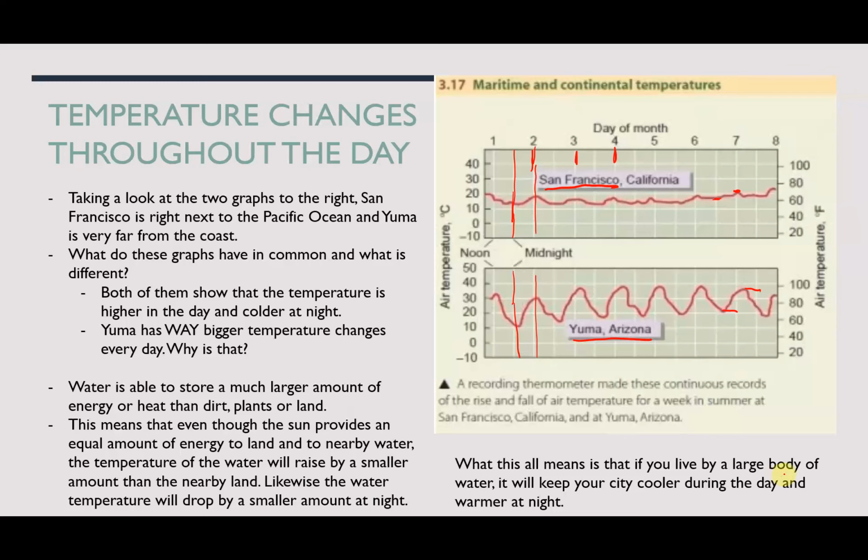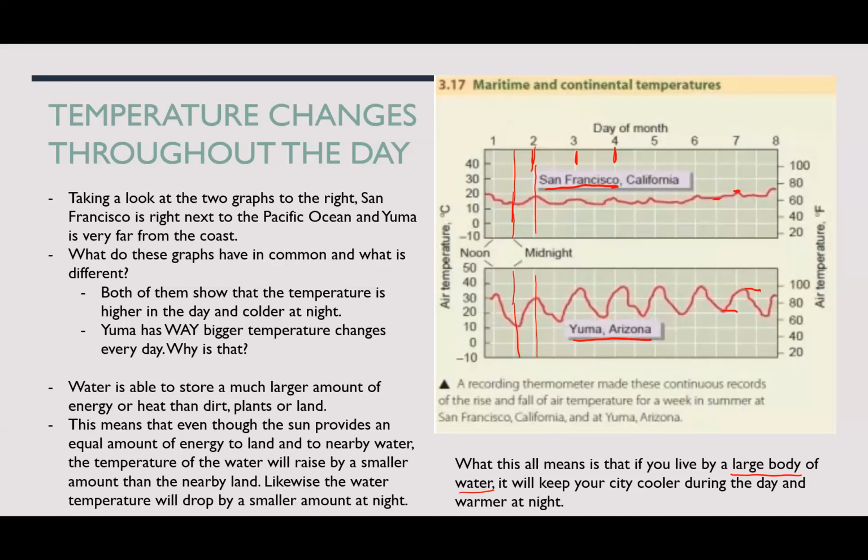So essentially, if you live near a large body of water, like in Vancouver, for example, or San Francisco, because the water is so much cooler than the land during the day, it's going to cool the land down. So you're going to get these sea breezes that take this cooler ocean air and push it over the land to keep things a bit cooler.